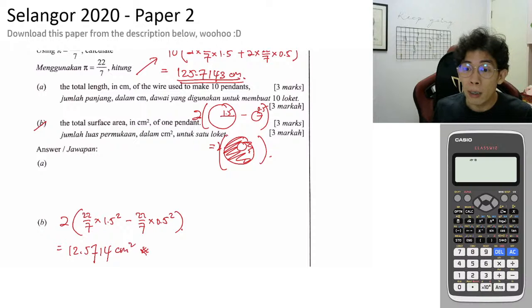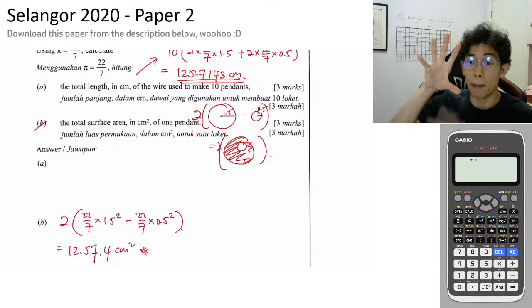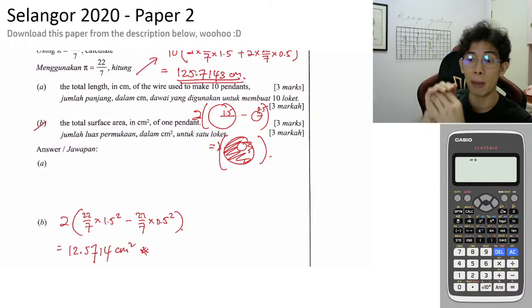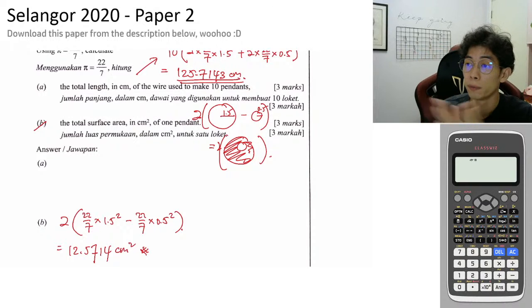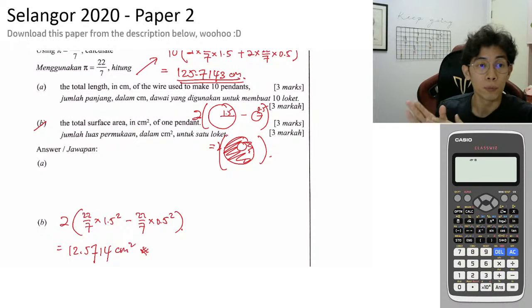And then as for this, Y times 2. The reason Y times 2 is because you have front and back. The pendant has front and back. That's why times 2.